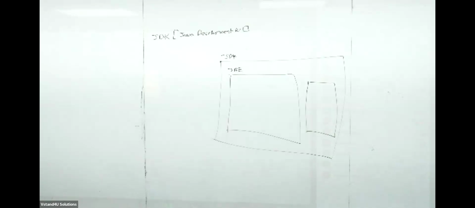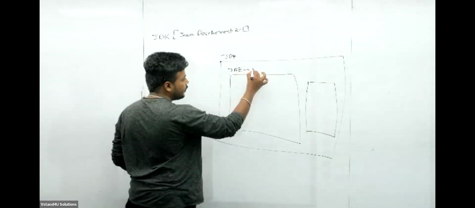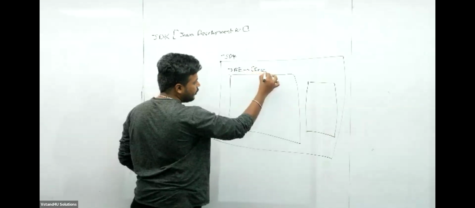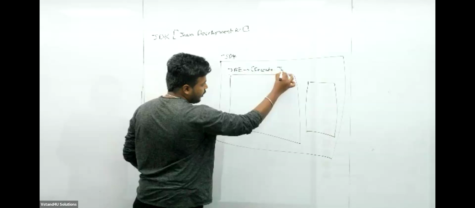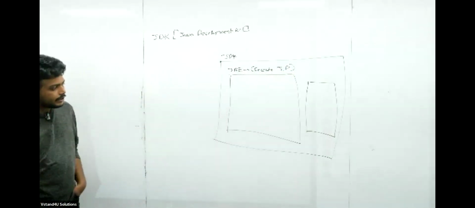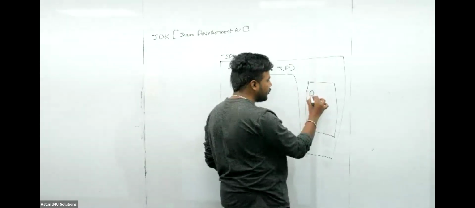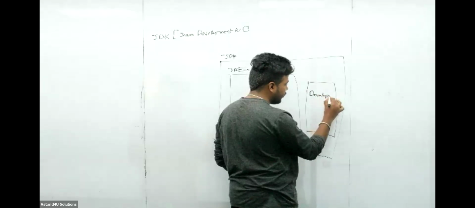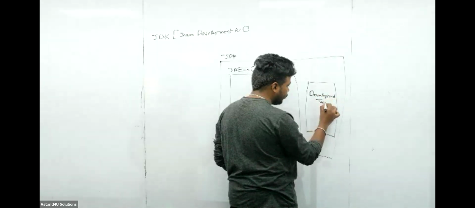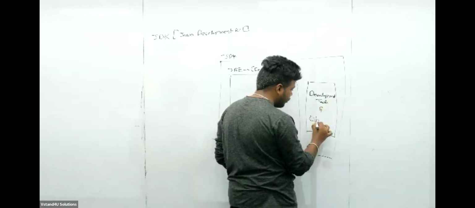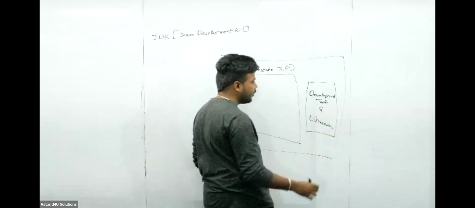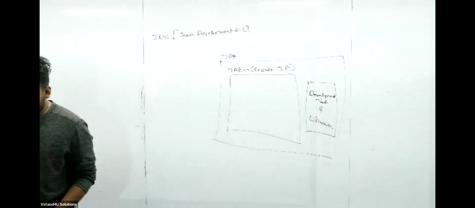It is a platform. It will only execute the Java programs. JRE also contains some development tools and libraries. Okay. Now you understand what is JDK, what is JRE.